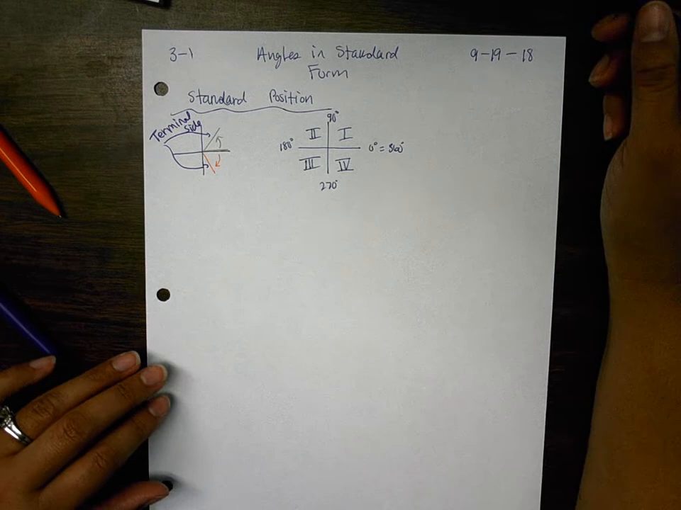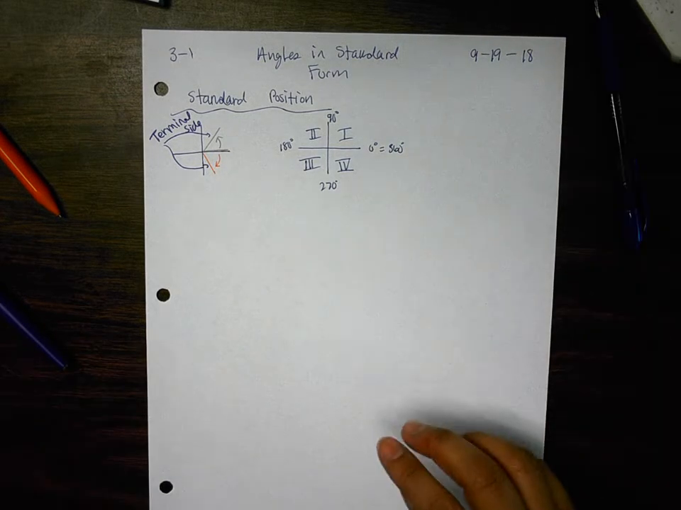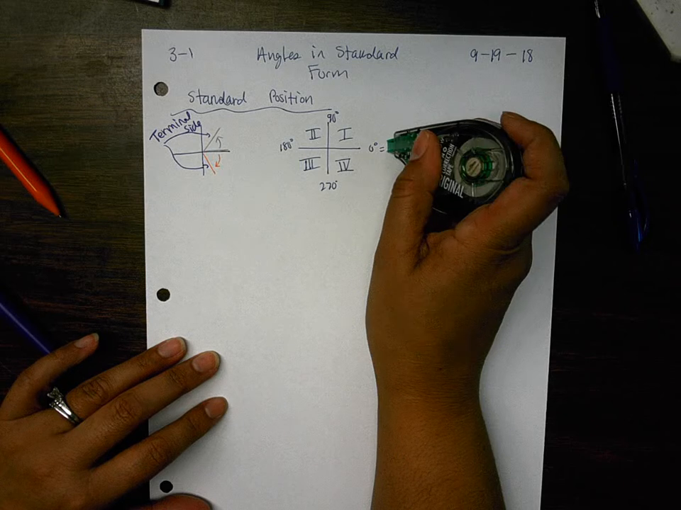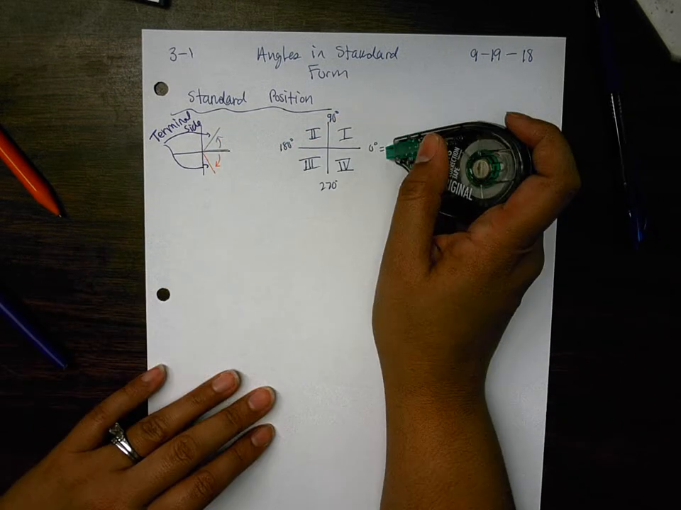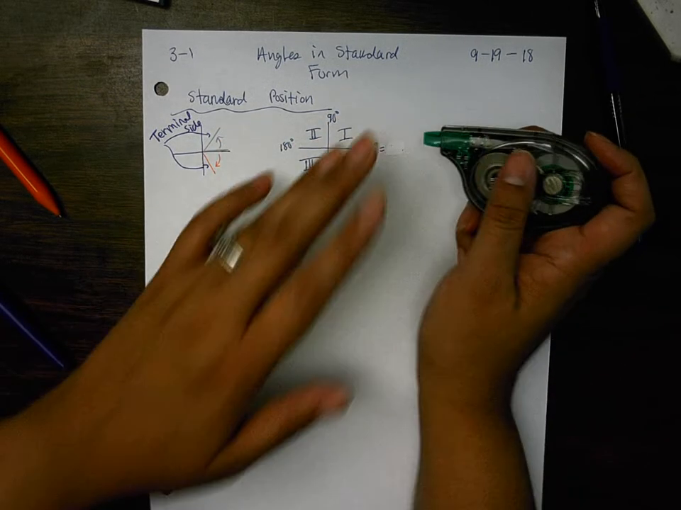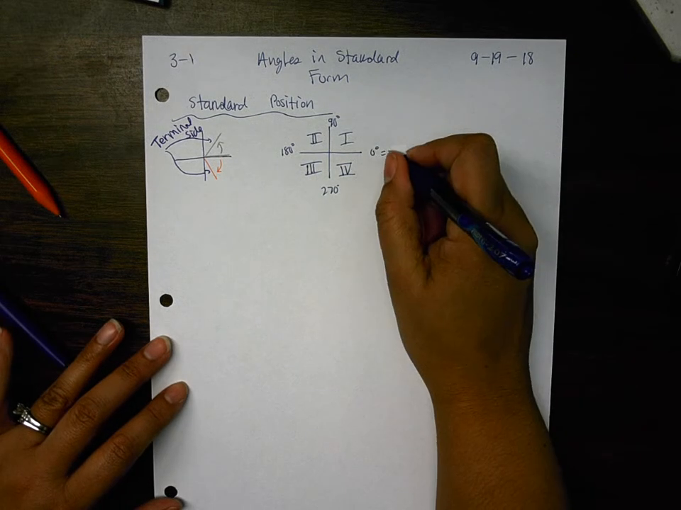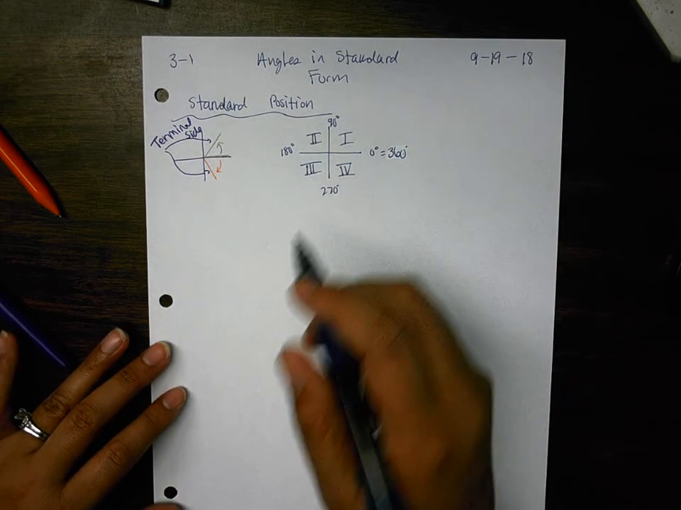360. Do you guys remember coterminal angles? Did you guys do that last year? Yeah. Okay, 0 and 360 are coterminal angles, meaning when you graph 0 and you graph 360, do you end up in the same spot? Yeah. Yes. All right, questions?